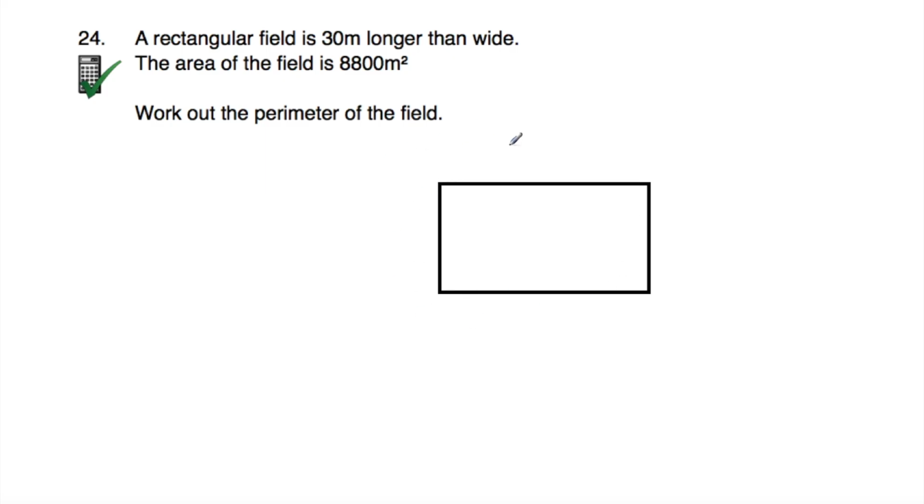Okay, so let's form an equation. So I'm going to call its width x meters. So that's going to be x meters in terms of how wide it is. And its length is 30 meters longer. So that's going to be x plus 30 because it's 30 meters longer. So that's our expressions for the width of the rectangle and the length of the rectangle.